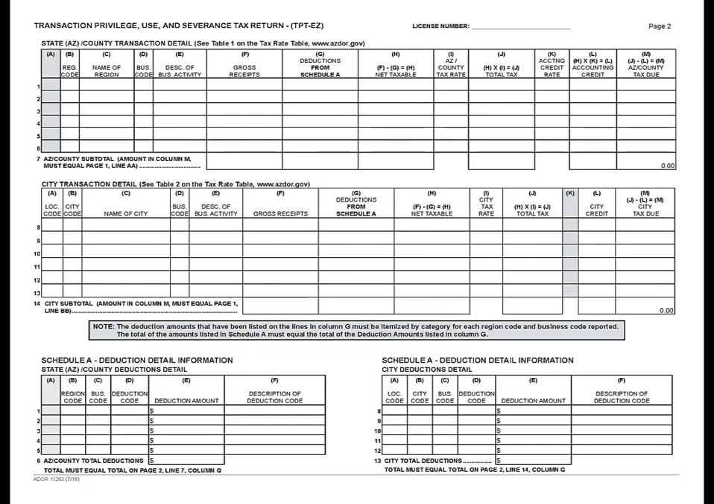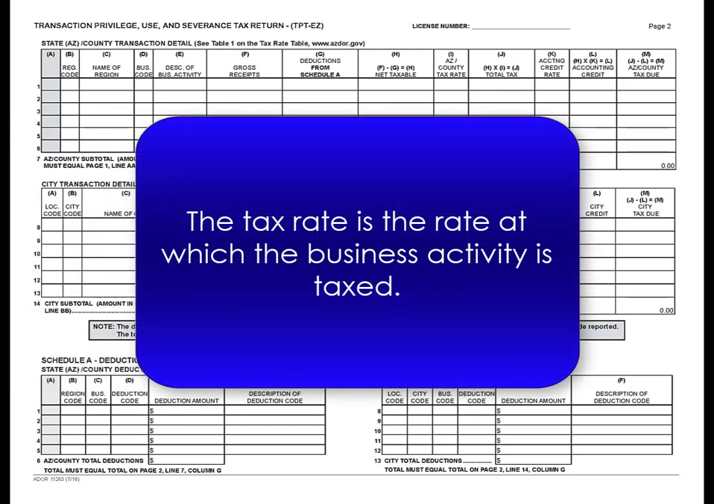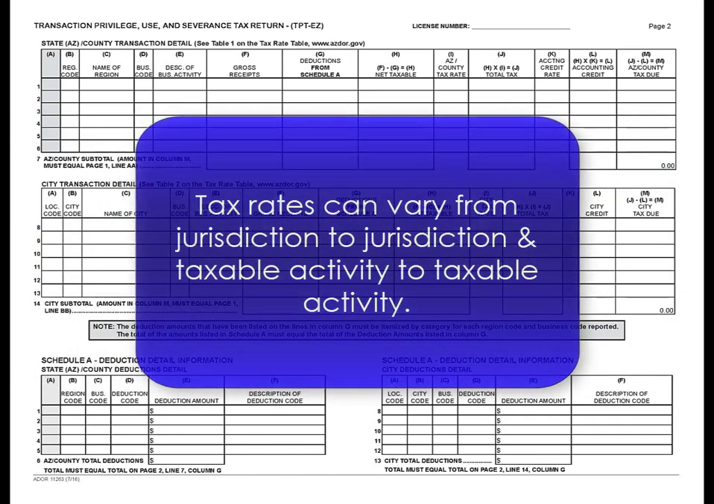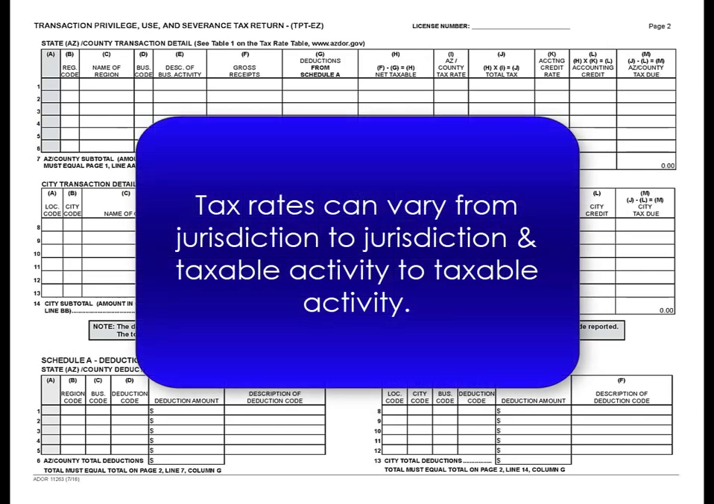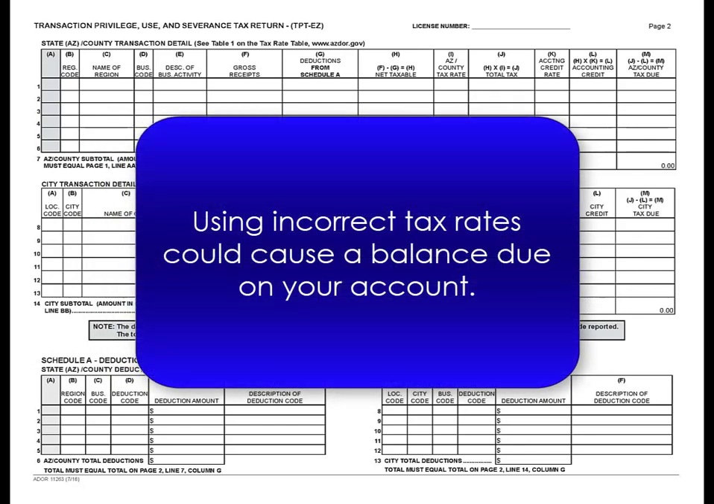Moving on, let's tackle tax rates. As you may be aware, the tax rate is the rate at which your business activity is taxed. These rates can vary from jurisdiction to jurisdiction and taxable activity to taxable activity. Another common error that we see for those filing by paper is that the incorrect tax rate is used for your business activity and jurisdiction. When an incorrect rate is used, it could cause a balance due on your account.